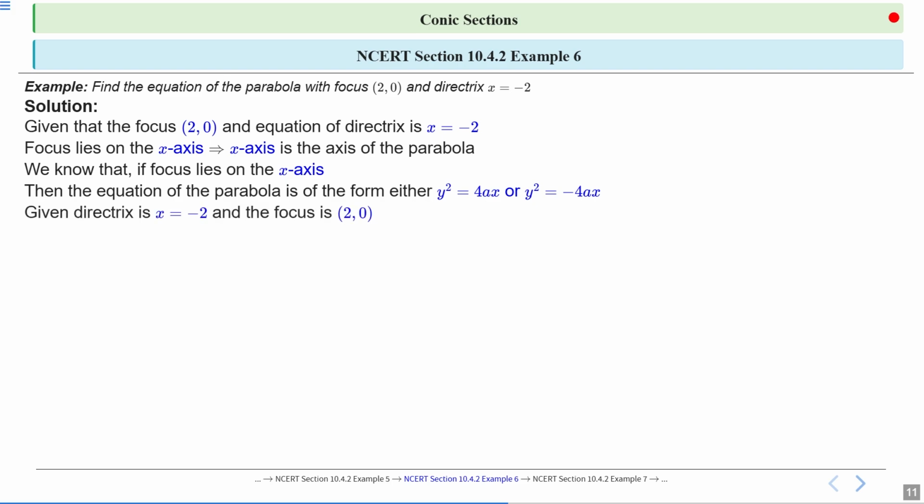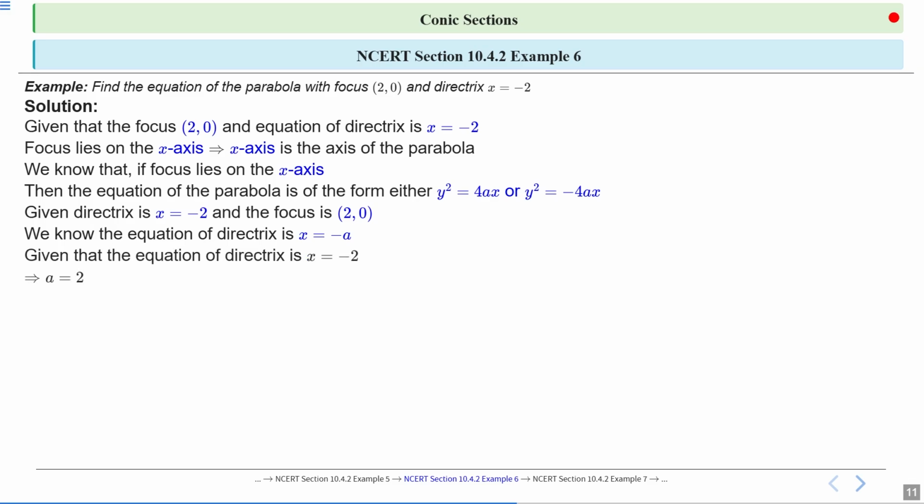The given directrix is x equal to minus 2 and the focus is (2, 0). So among these two equations, which equation will be the equation of the parabola? Okay, so we know the equation of the directrix is x equal to minus a for y square equal to 4ax. Given that the equation of the directrix is x equal to minus 2, it implies the value of a is 2.